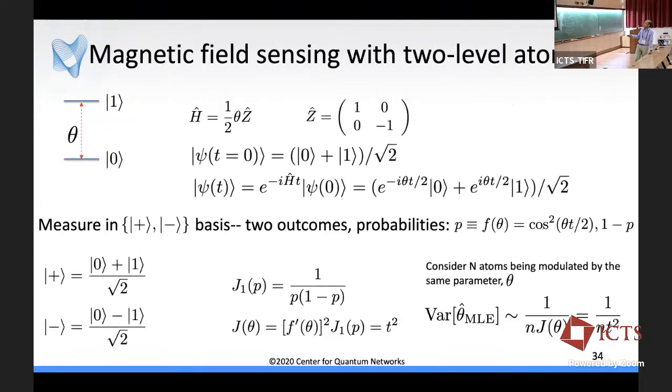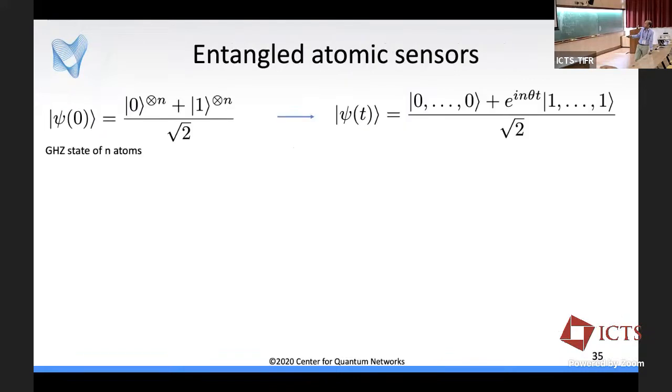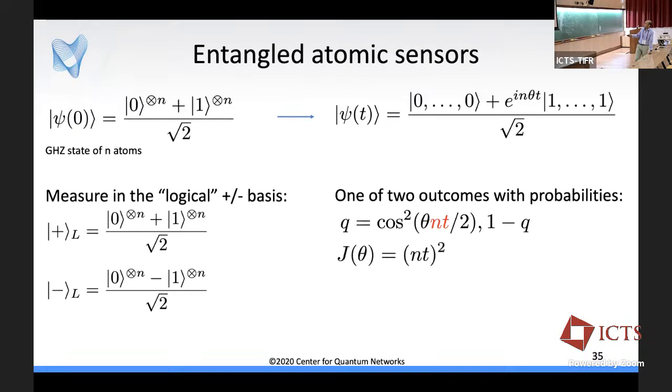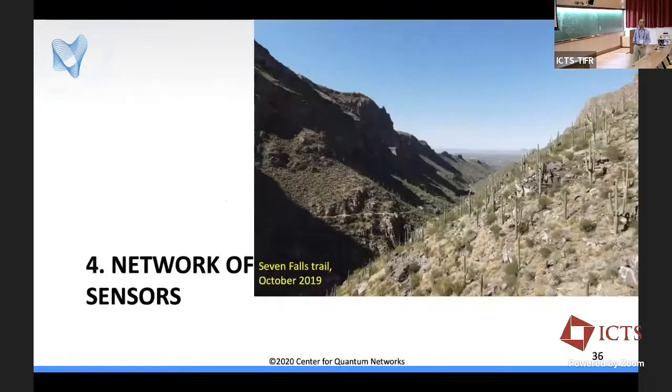If you look at this here, J of theta is t squared, where t was this term over here, and t appeared in the Bernoulli probability distribution as cosine squared (theta t/2). So if I replace t by nt, the whole calculation is the same. Instead of t squared, this becomes (nt) squared. And because I just had one copy of this state, I don't need a little n multiplying outside. My ML estimator variance will be just one over J of theta, so it's 1/(n² t²). What you see here is that the main difference from the previous slide is that t squared is the same, but that n has become n squared now. So this is the Heisenberg limited sensitivity of field sensing.